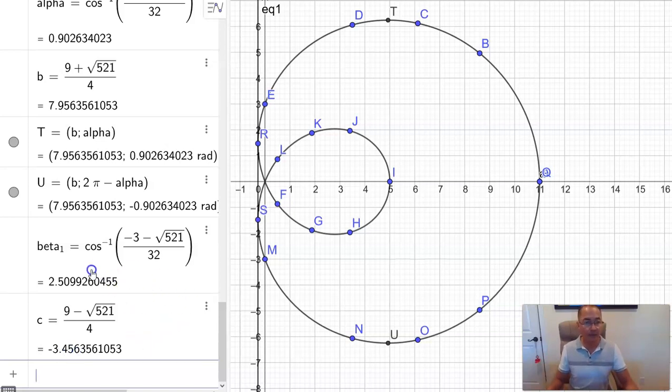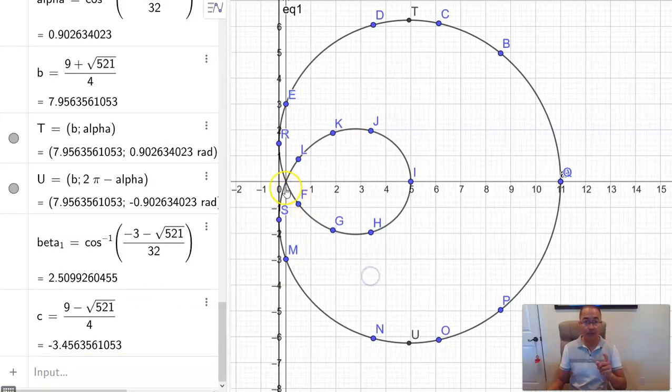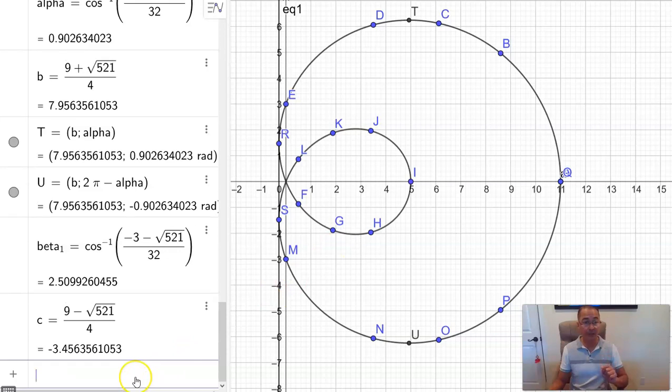So I want you to notice something. Beta is 2.5 radians. Pi over 2 is about 1.57. Pi is 3.14. So this is in the second quadrant. In other words, the direction should be somewhere over here. But the r value is negative, minus 3 point something. So it's actually going to land down there at the bottom of the inner loop. Okay, so let's plot. Our point is C and beta 1.